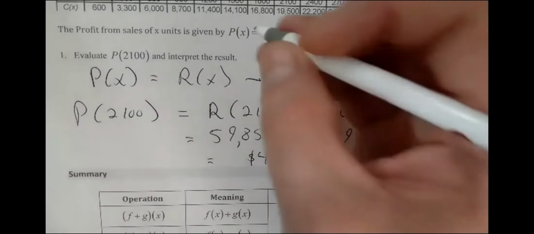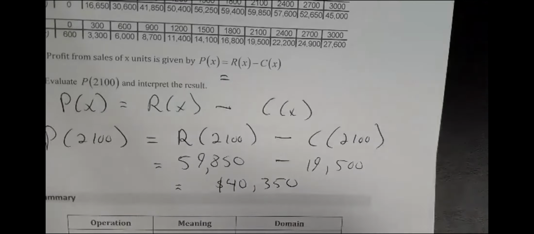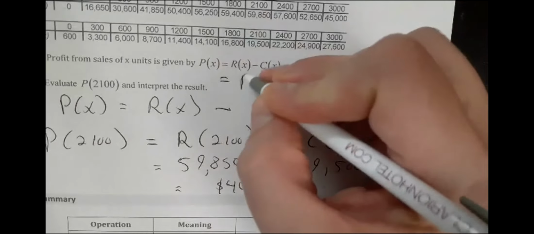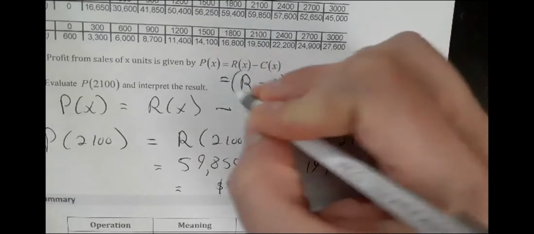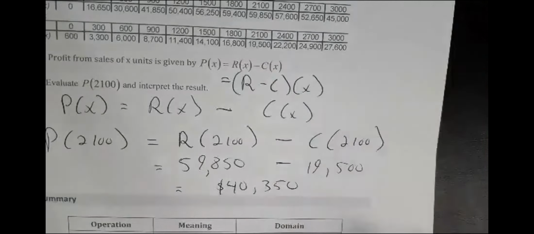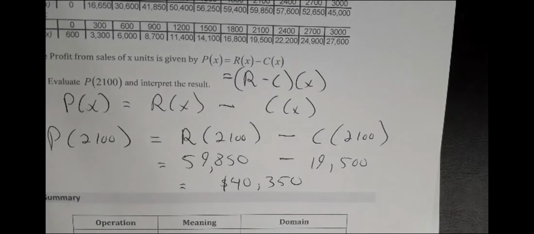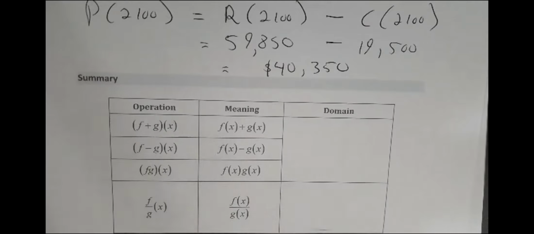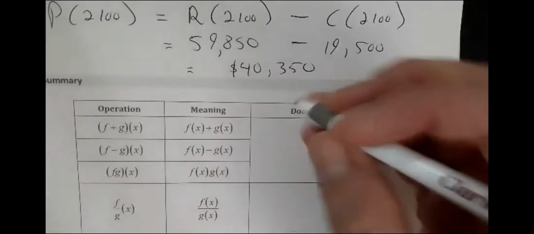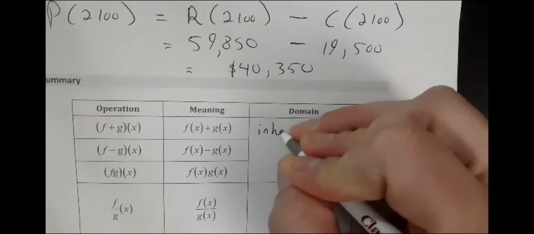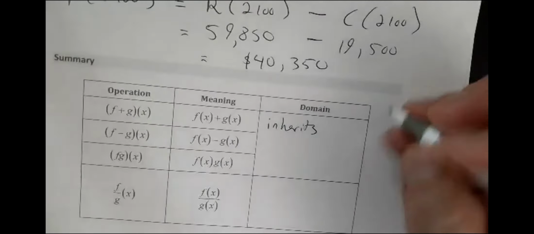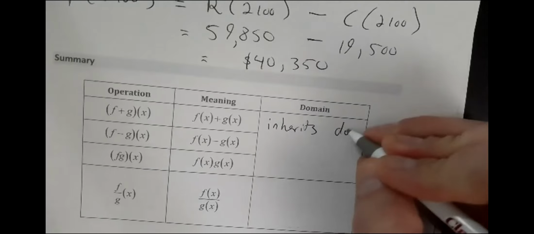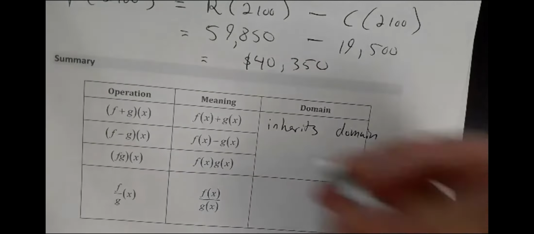They didn't do this, but if we wanted to rewrite this, we could rewrite P of x as maybe like r minus c of x. It would be like this operation and this meaning, right? We'll talk a little more about this on the next page when we get an example.